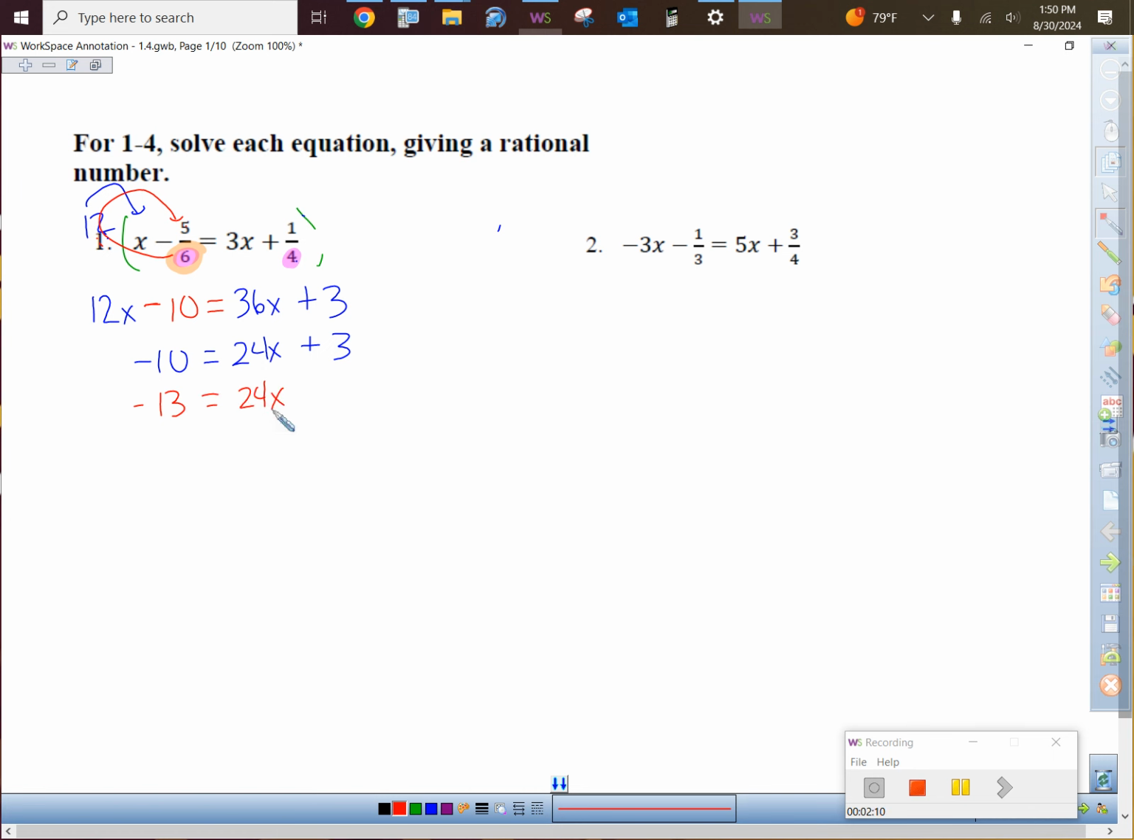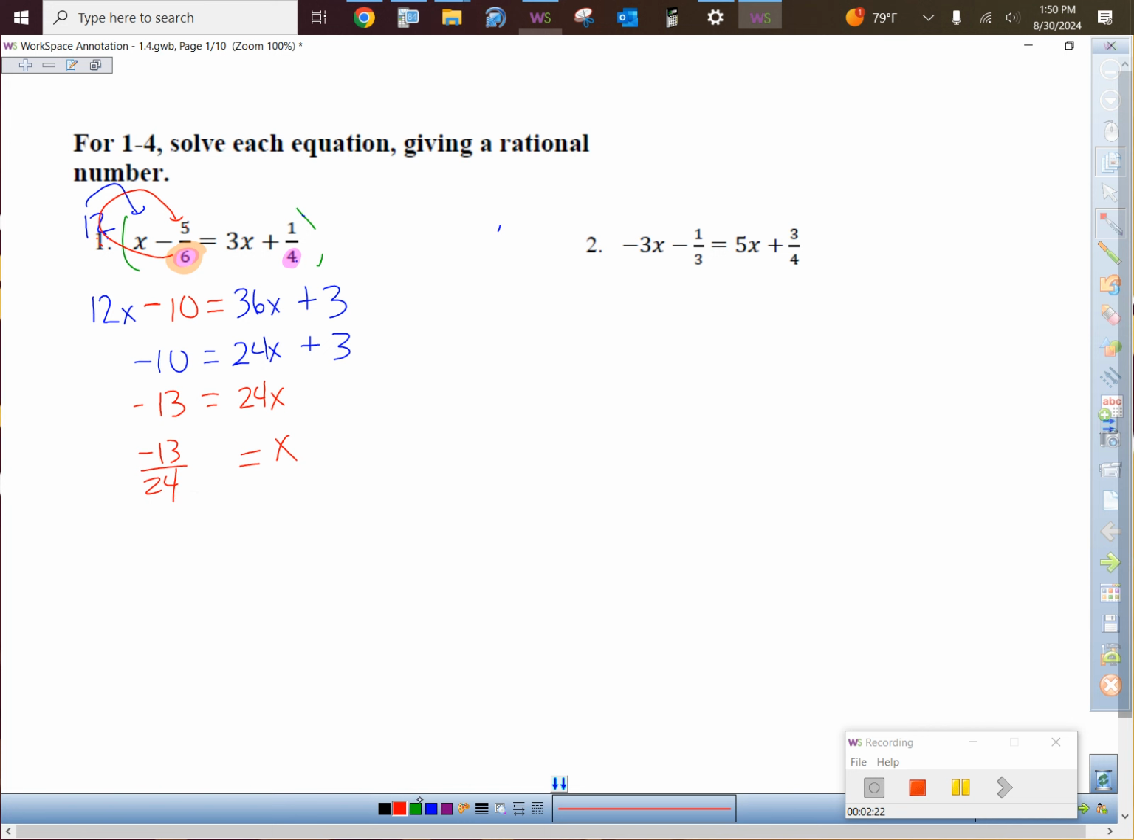And welcome to what's going to happen on homework. It's not going to come out nice. I think you all kind of saw that. It's like, hey, this isn't going to come out nice. Now divide by 24, so x will equal negative 13 24ths. Do not change it to a decimal. Do reduce it if it reduces. You know, it's like, hey, should I reduce this? Yes, but negative 13 over 24 does not reduce.